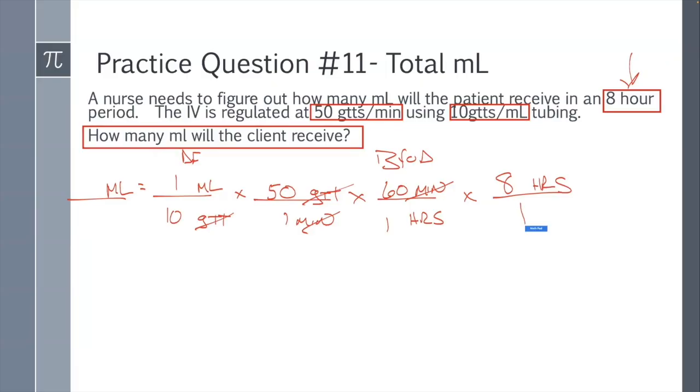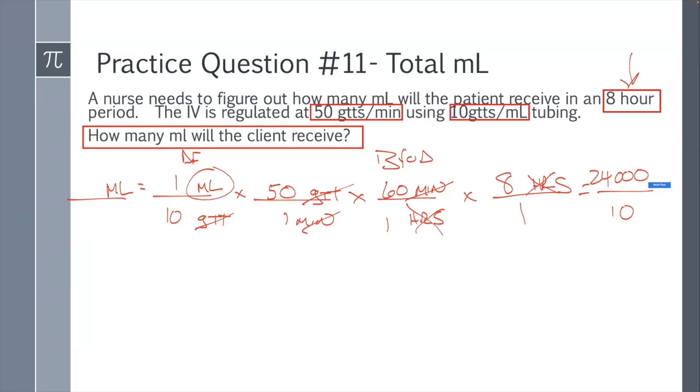Okay, because that is the time frame that they're going to get these fluids. That's a part of my doctor's order. So that is my 1 dose. It's going to be given over these 8 hours. That cancels out my hours, and now I'm left with exactly what I need, milliliters on the top. I'll do my math. 1 times 50 times 60 times 8 is 24,000.